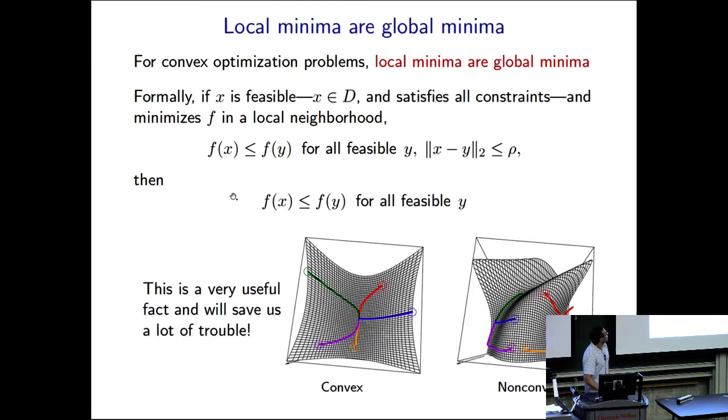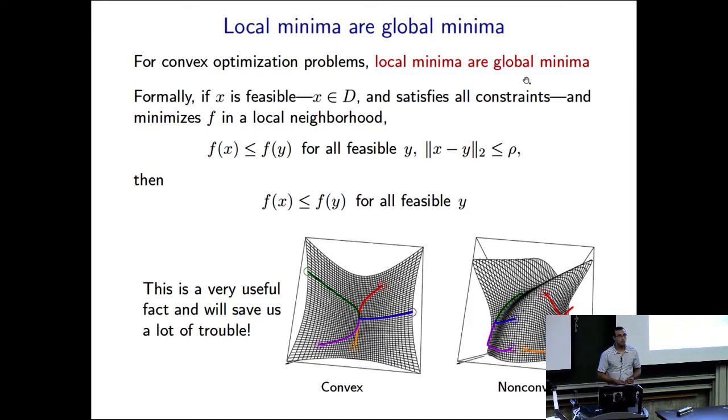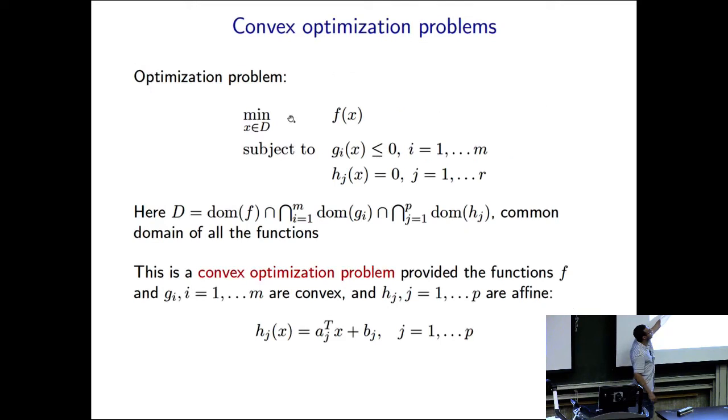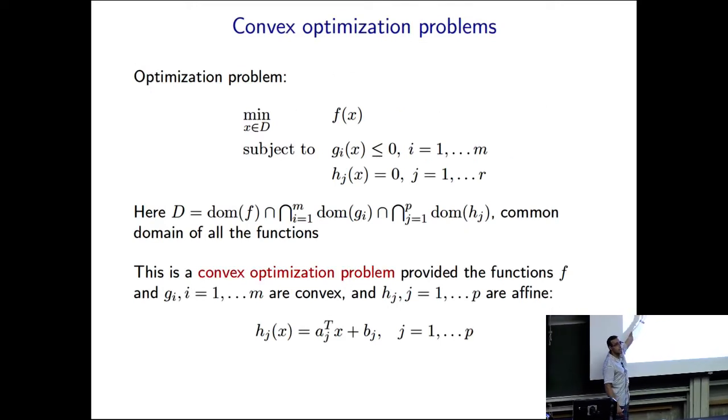So for a convex optimization problem, we have this really important property, which is that any local minimum is automatically globally minimal. So we don't have strictly separated local minima. And what I mean by that formally is as follows. If we have a point x that's feasible, it satisfies all these constraints, gi of x less than or equal to 0, hj of x equal to 0, and it has to be in the set D.